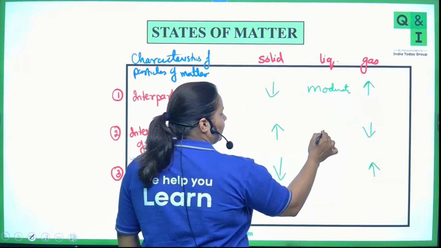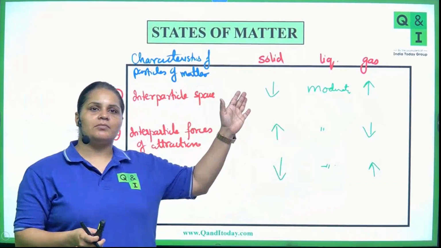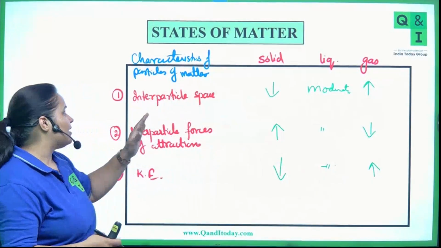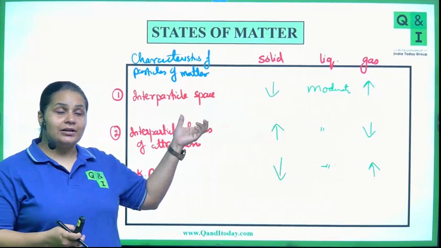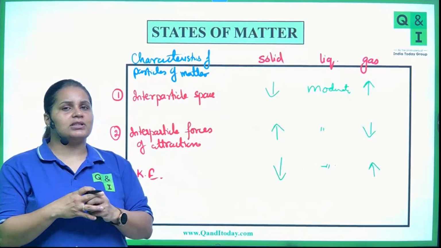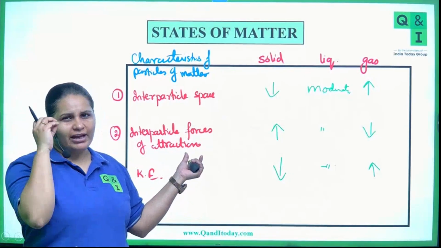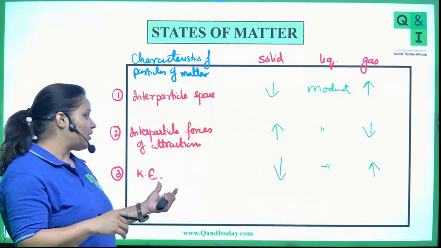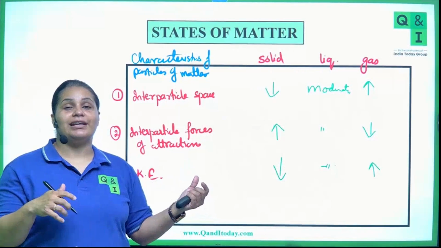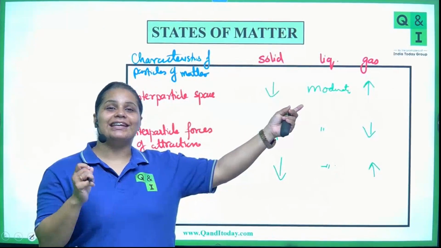Moderate, whatever properties will be in between solid and gas. So do remember, on this basis, when the space between the particles is large, the forces of attraction are very weak and the kinetic energy of the particles is very high, then we say that state of matter is gas.